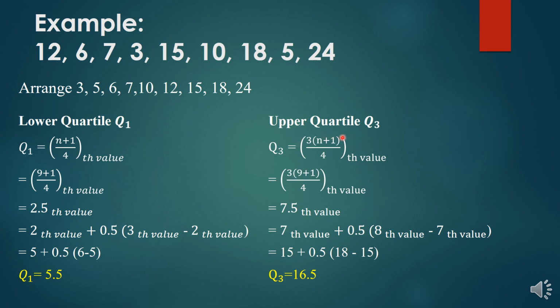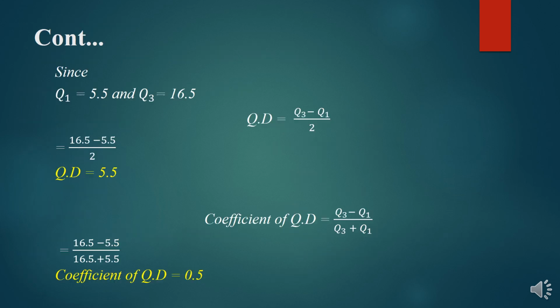Same for the third quartile. For the third quartile, we have the formula 3 into n plus 1 divided by 4, which gives the 7.5th value. Again, we are not able to identify the 7.5th value in our data set. So for that reason, we use this formula where we take the 7th value plus 0.5 into the 8th value minus the 7th value. And with the help of a calculator, we find our third quartile.